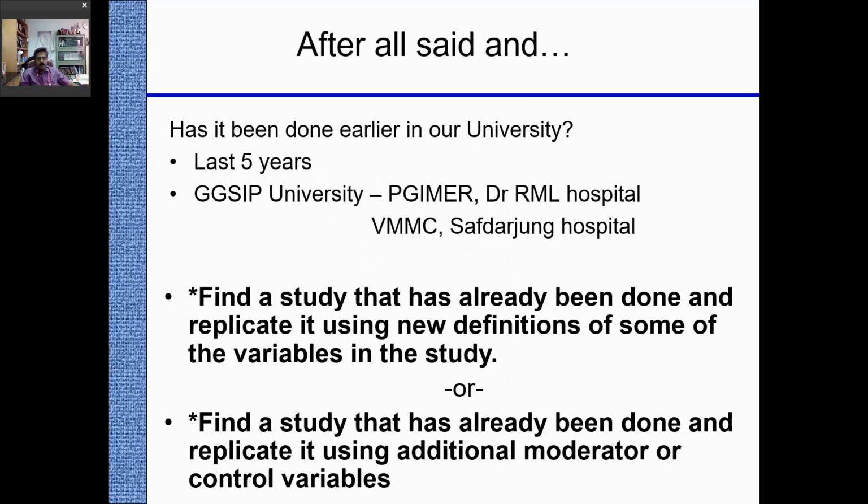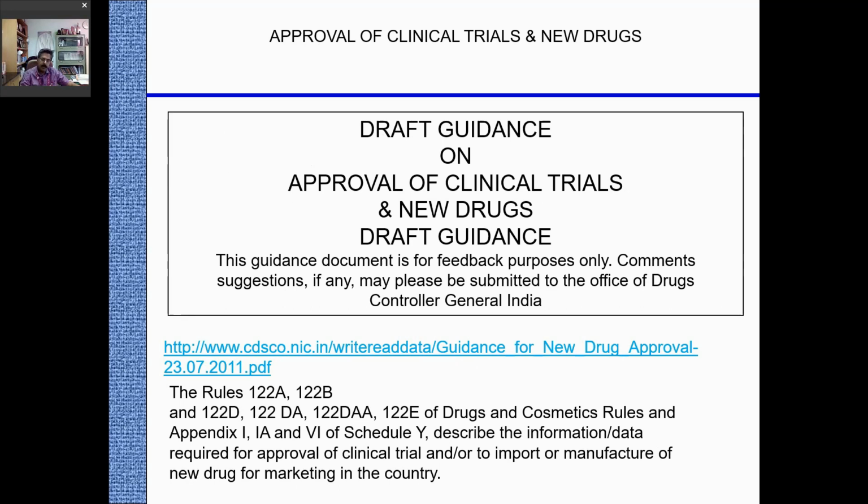So all said and done, the thesis topic you choose should not have been done in the last 5 years in our university, meaning the two colleges, our college and VMMC. It sometimes is helpful to find an old thesis which has been done, just to have an idea about how to go about it, and you can always use those ideas, change the variables and do a new study. As I said, drug trials are not to be done, and this slide is basically just to complete the presentation.